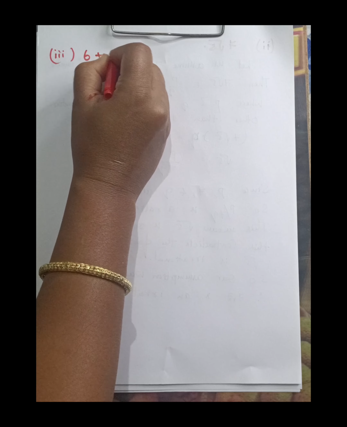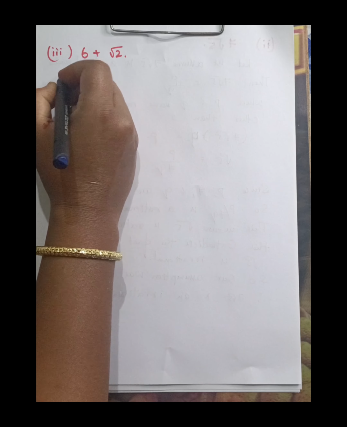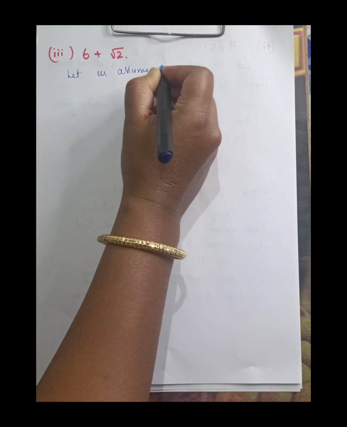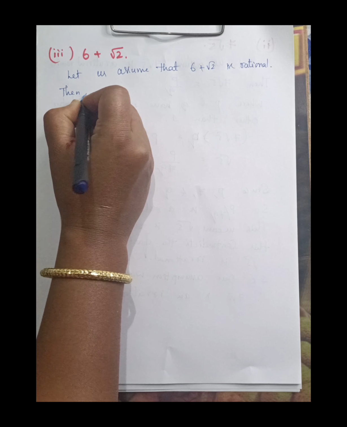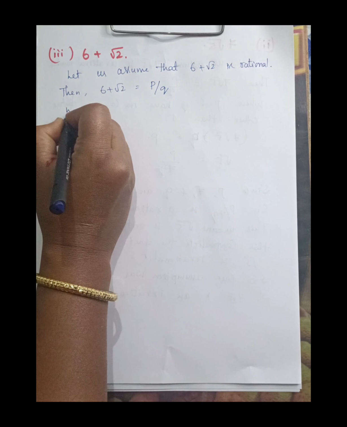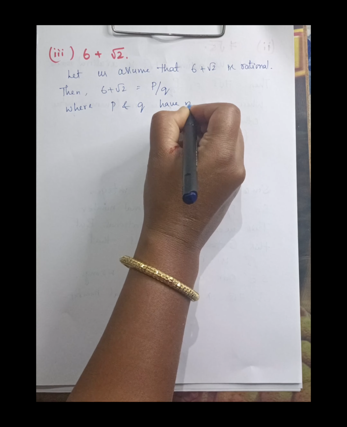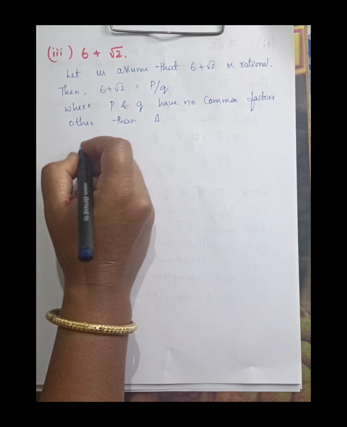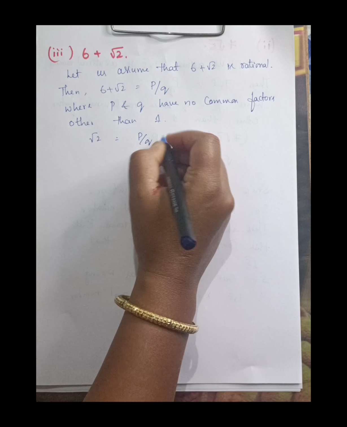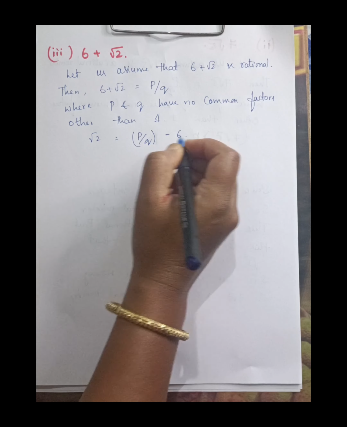Now let us jump to the last problem of this exercise, that is 6 plus root 2. Let us assume that 6 plus root 2 is a rational number. Then 6 plus root 2 is equal to p by q, where p and q have no common factors other than 1. Root 2 is equal to p by q minus 6. Since p, q and 6 are integers, p by q minus 6 is a rational number.